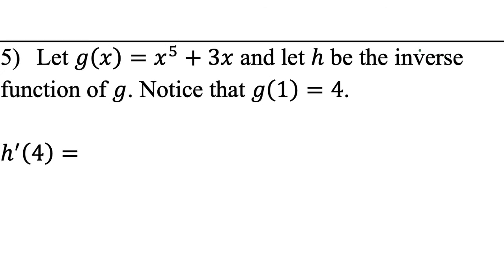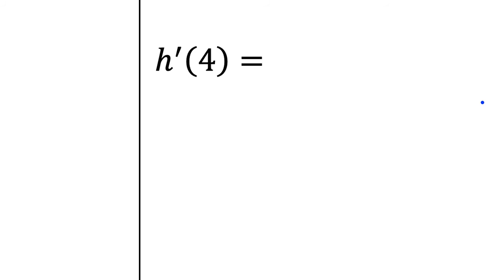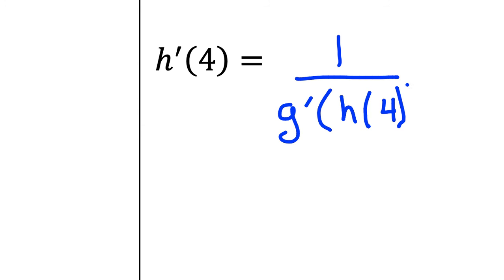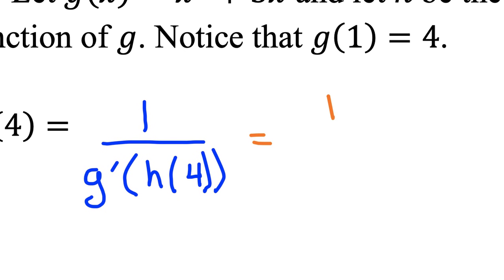Number 5, using h and g, how do we make our function? h inverse prime is equal to 1 over g prime of h of 4. Once again, h of 4 is equal to 1, so this is 1 over g prime of 1.